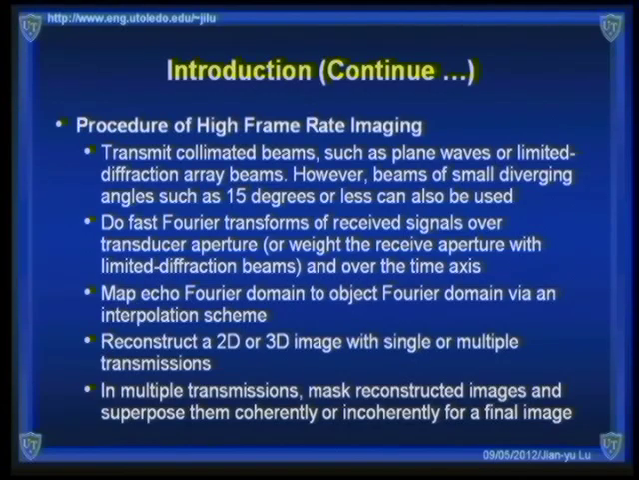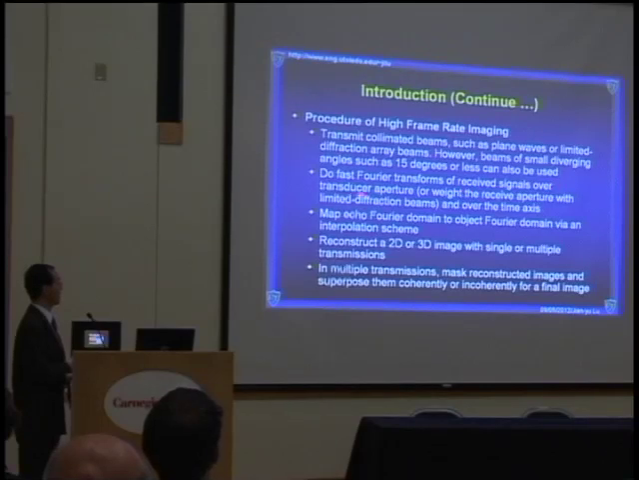And then after we get the data using the array transducer, we do the fast Fourier transformation of received signals over the transducer aperture. That's a spatial Fourier transformation. Or we can weight the received aperture with limited diffraction beams. Either way, they are identical mathematically.